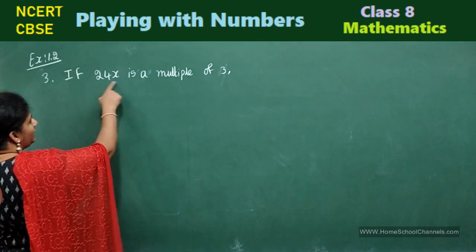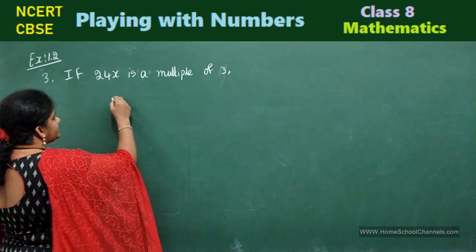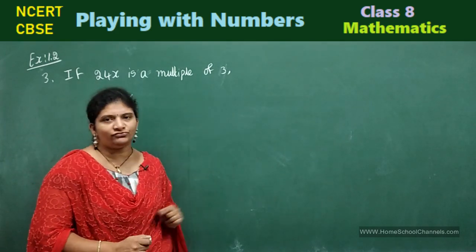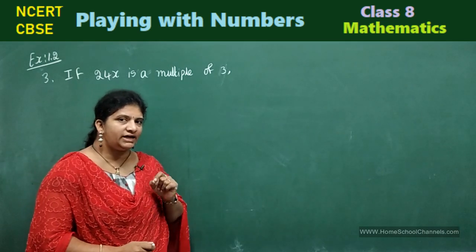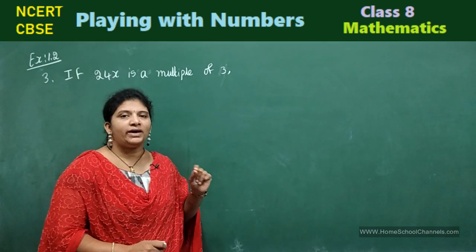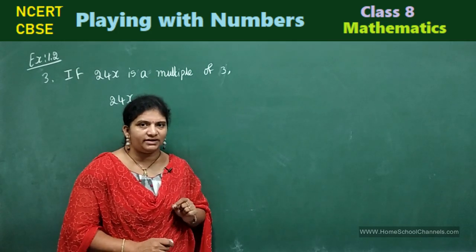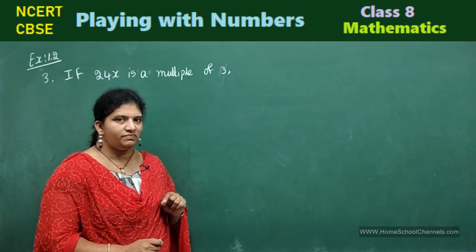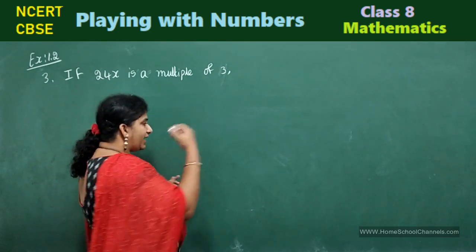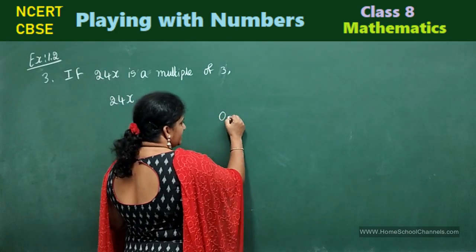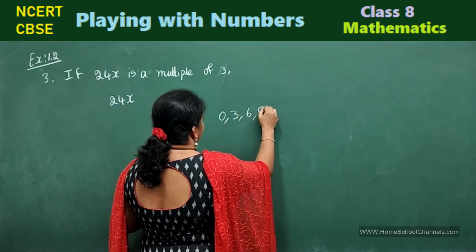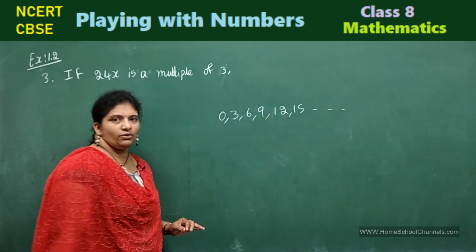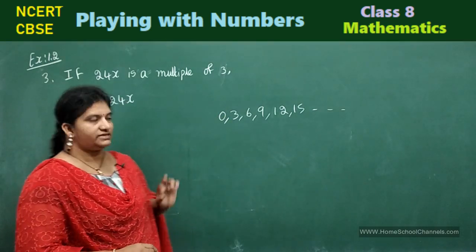So, let the number be a 3-digit number. What is that? 2, 4, x. It is a multiple of 3. Now you remember the divisibility rule of 3. When any number is divisible by 3, it means the sum of the digits must be divisible by 3. So what are all the chances you can expect here? 3 table: 0, 3, 6, 9, 12, 15, and so on. Now these numbers we can guess.